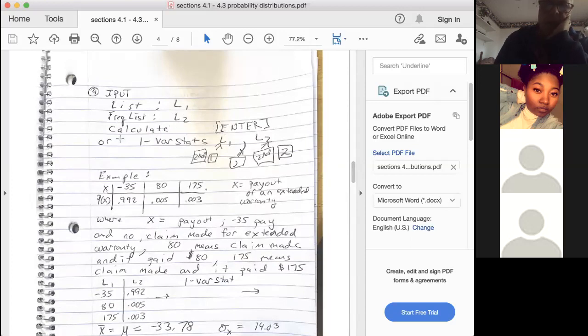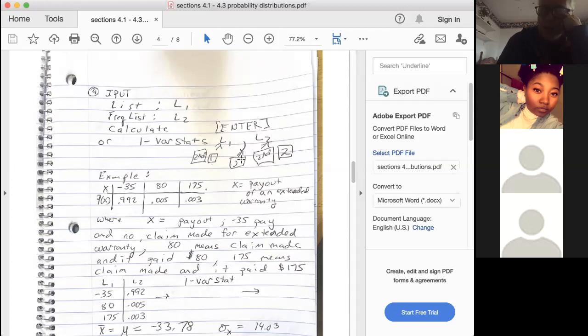Another situation that could occur, depending on the age of your calculator: if your calculator is a little bit older, you're not going to see this list. 1-Var Stats is going to appear on your home screen. If that's the case, type second and 1, it'll output L1, and then press the comma key.